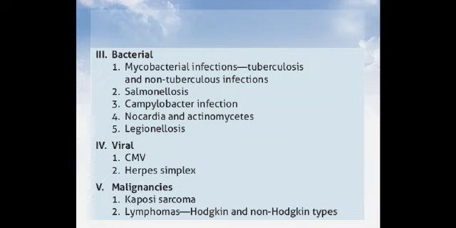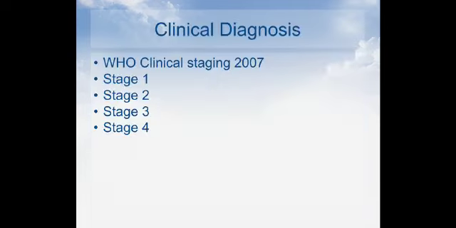The malignancies associated with AIDS complex or in the last stage, end stage of HIV infections are the Kaposi sarcoma caused by HHV8 and lymphomas, Hodgkin's and non-Hodgkin's lymphomas.